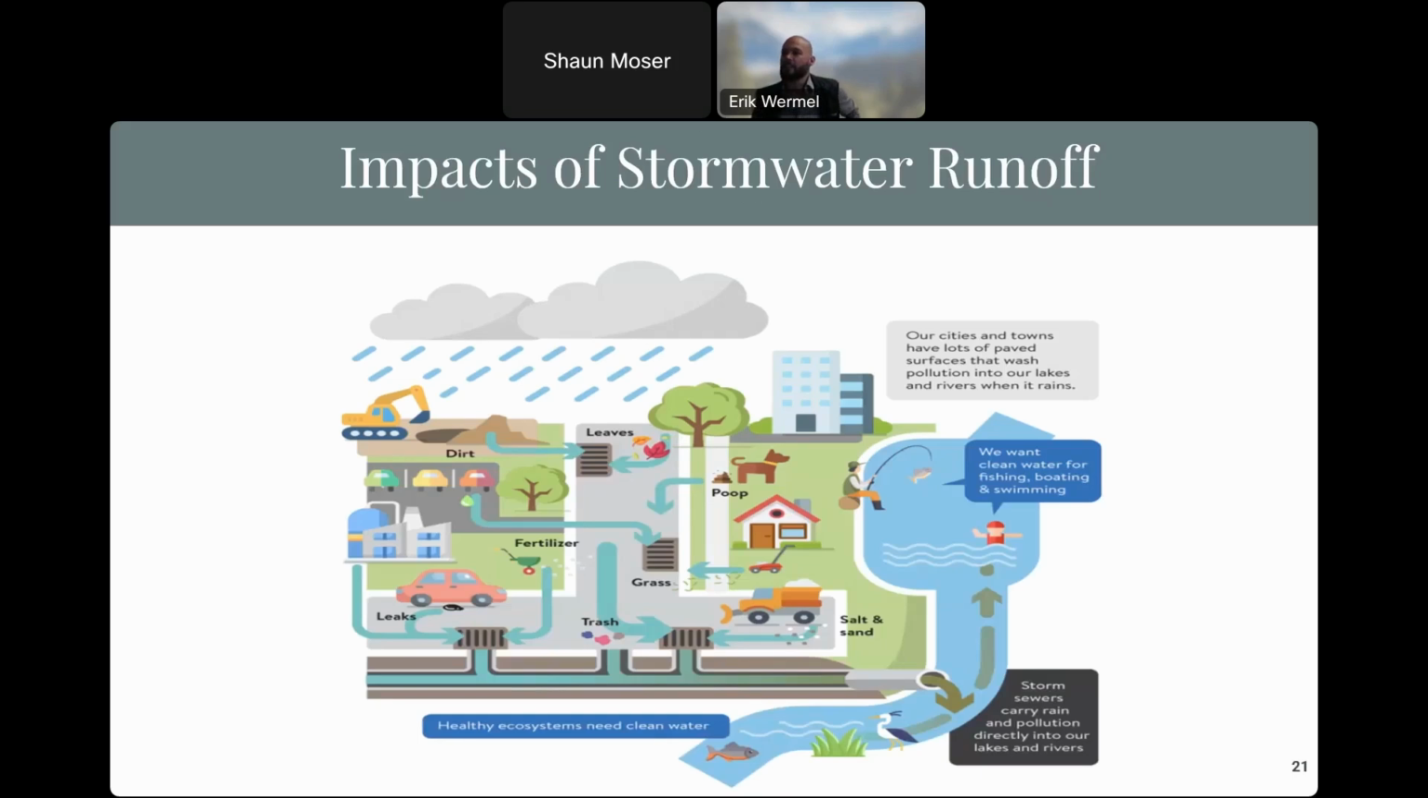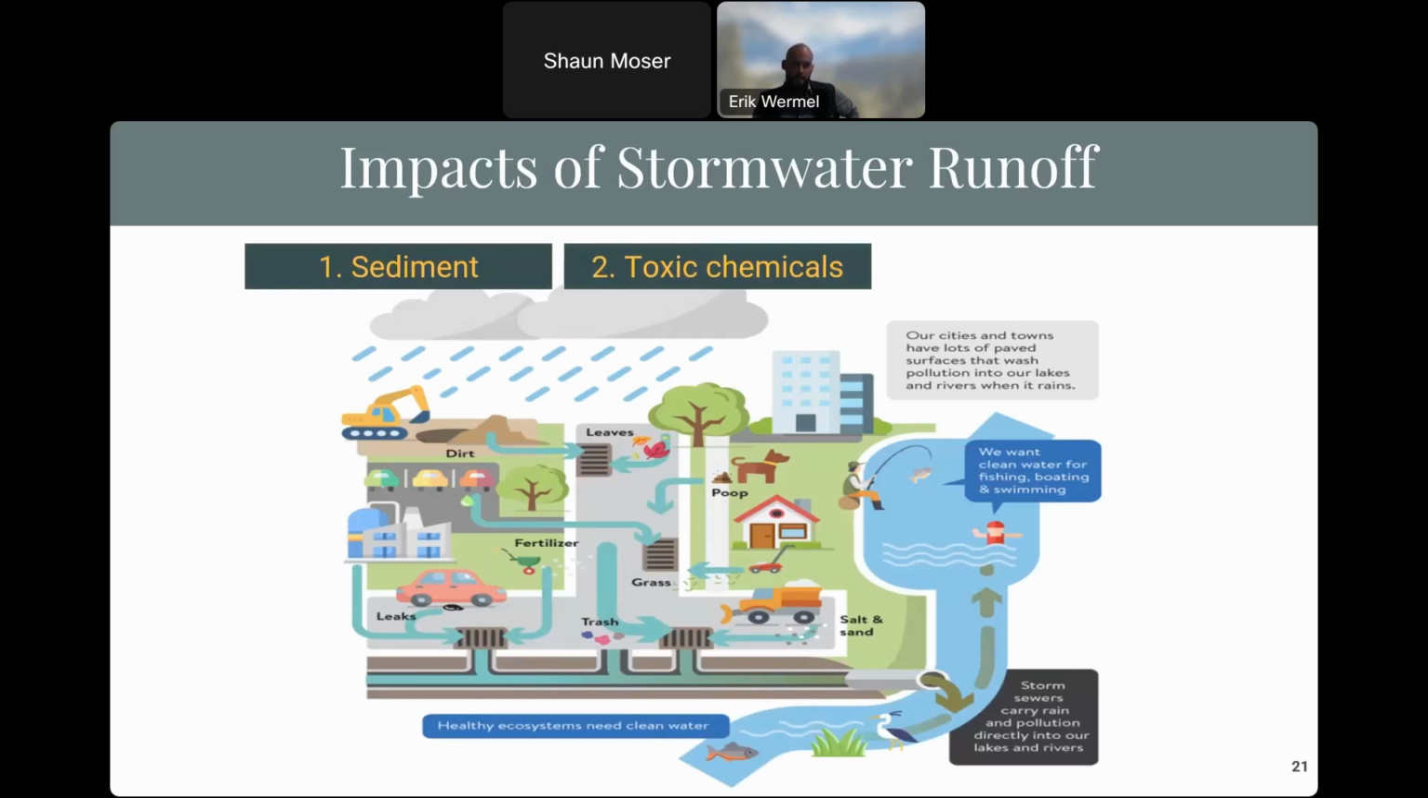So what are the impacts of stormwater runoff? So stormwater runoff water is considered the universal solvent, and that's because it does pick up everything that it touches. So the big ones are sediment, toxic chemicals, and excess nutrients. So first, sediment: fast-moving water hitting areas with no vegetation causes erosion of topsoil. We see this a lot in construction sites.